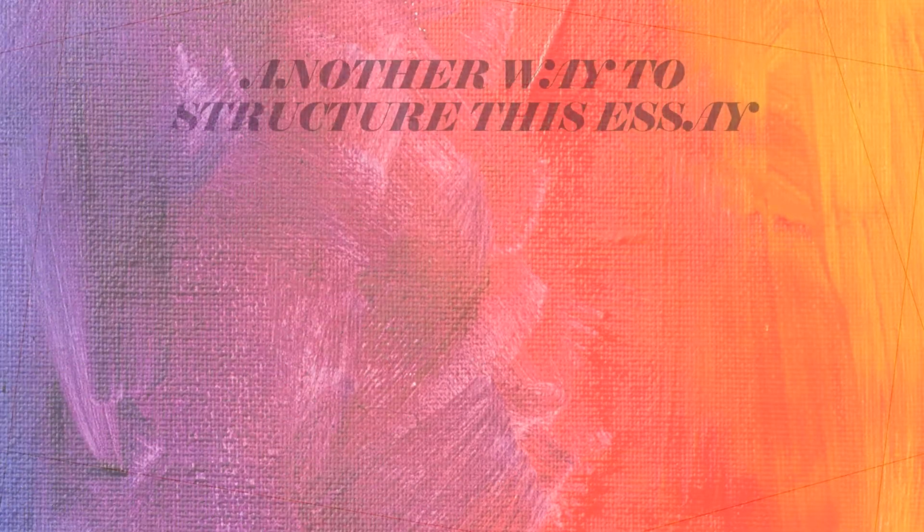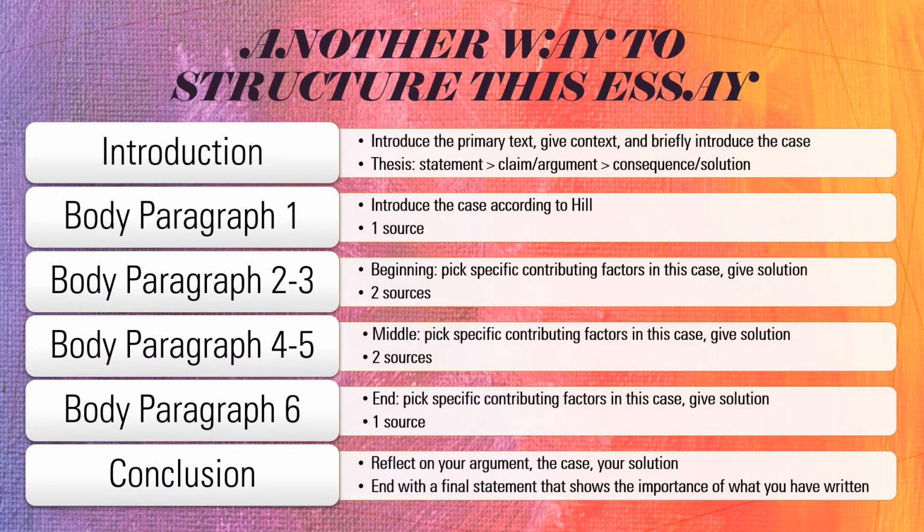Here is another possible way to structure this essay. Again, begin with an introduction in which you introduce your primary text, provide context, and briefly introduce the case. Your introduction will contain your thesis, which will show your claim or argument and the consequence or solution. In body paragraph 1, introduce the case according to Hill. Use one source that shows how this case started.